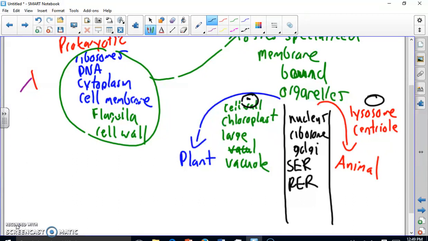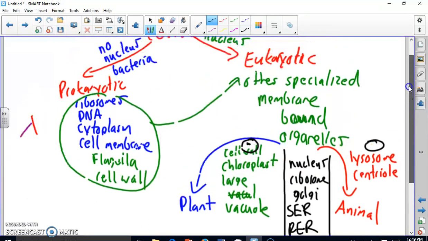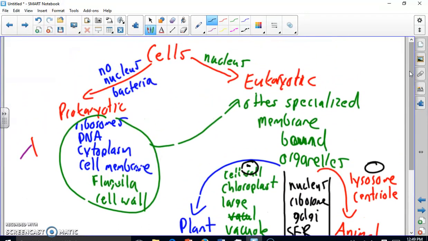Okay, last thing, because some people forget this and I want to summarize. The things in blue, that are in prokaryotic cells, are in every single cell. All cells, everything that's a cell, has ribosomes, DNA, a cytoplasm, and a cell membrane. They are shared by all cells. Every single one.